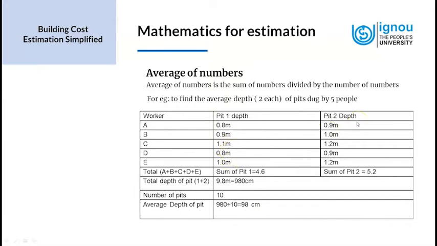When we come to pit 2, that's again the second pit dug by each worker, A, B, C, D, and E. We have 0.9 meters, 1 meter, 1.2 meters, 0.9 meters, and 1.2 meters. The sum of pit 2 is 5.2. Now to find the average, first we have to find the sum of the total entity that is being provided to us. In this case, we have 10 pits. So the total sum is 980 centimeters, and the number of pits is 10. So the average depth of a single pit would be 980 divided by 10, 98 centimeters.